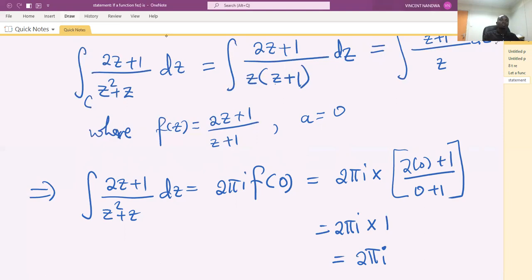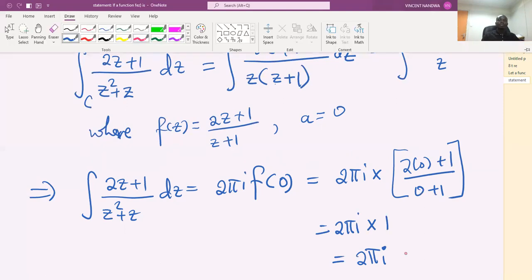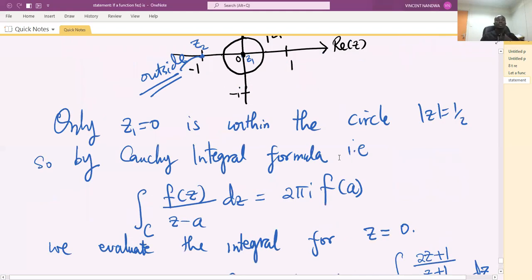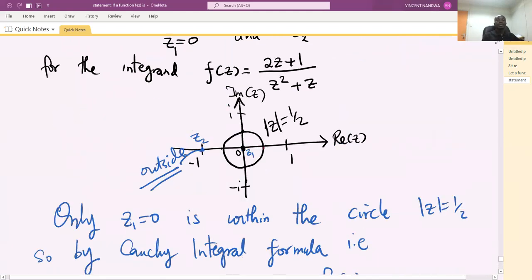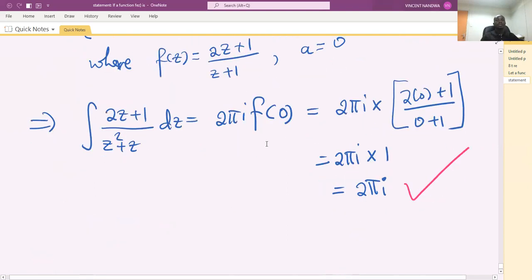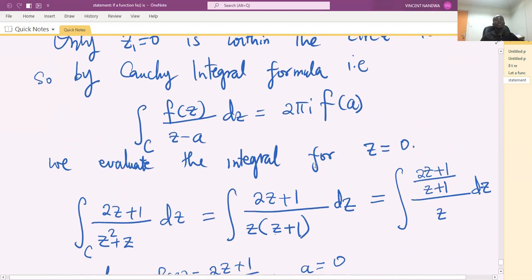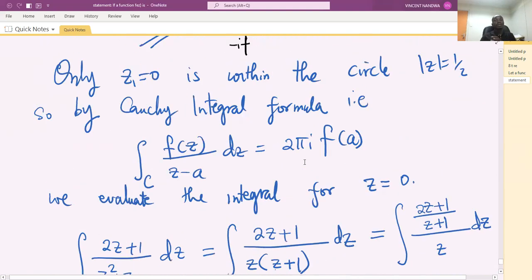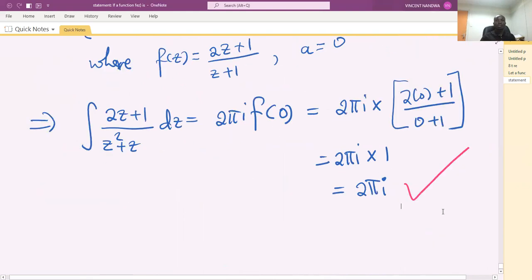So that is the answer to that particular problem. Assuming that the radius of the circle was, say, 3, which means then both poles, 0 and negative 1, will be within the circle. Then once you evaluate this value for z equals 0, you do the same for z equals negative 1, and then add the two solutions. Thank you.